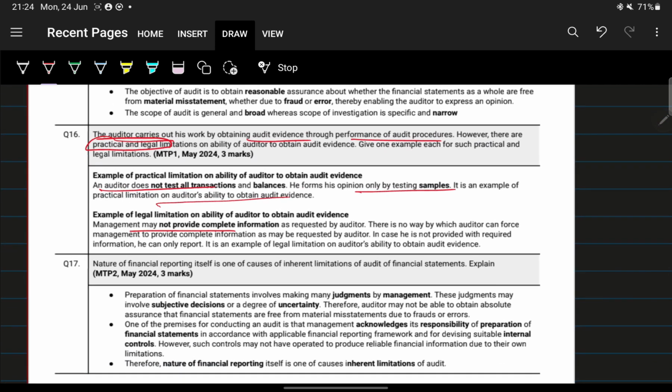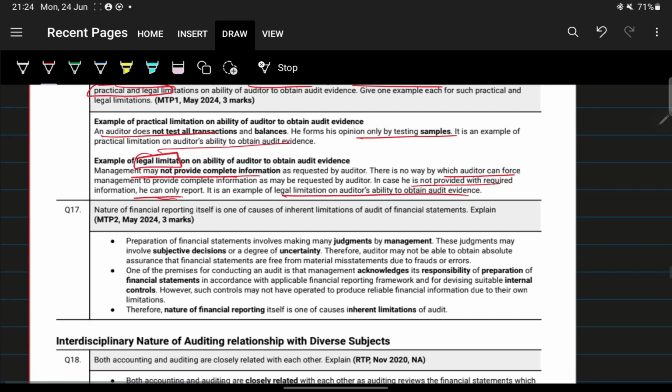So when it comes to legal limitations, management may not provide complete information. There's no way the auditor can force the management to provide him with some information. He can only request. If he is not provided with the required information, he can only report, right? This is the legal limitation. We can also write that the auditor does not have the power to conduct searches. He cannot conduct searches, or take any sworn statements, right?